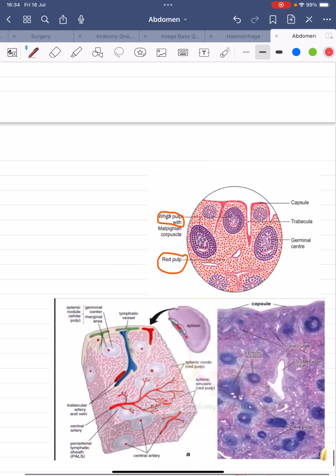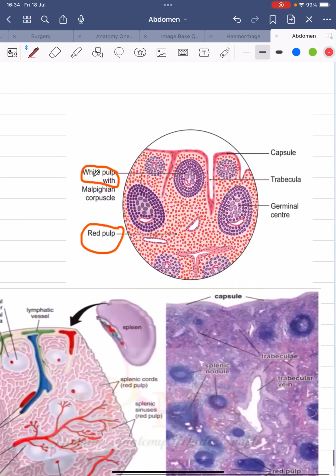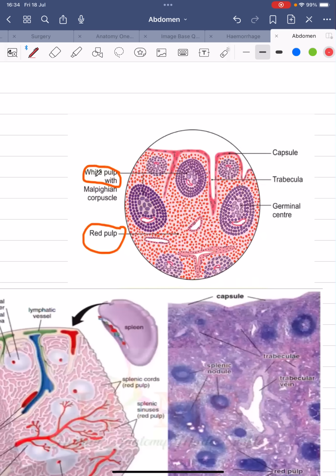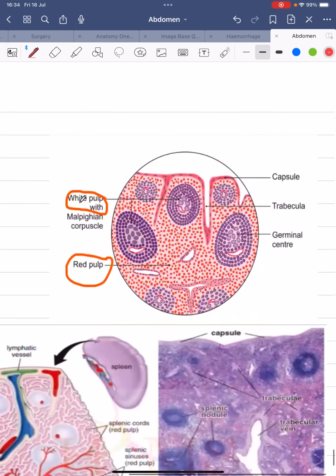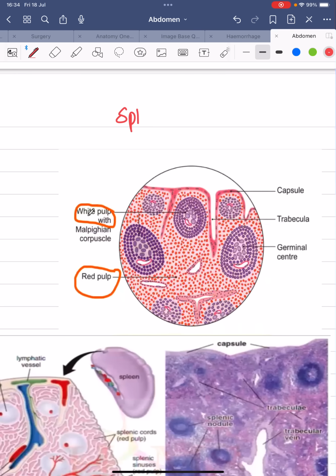Now coming to the histology of the spleen. From a histological point of view, please remember, as you can see in this diagram, the number one thing you must remember is that the spleen is composed of red pulp and white pulp.